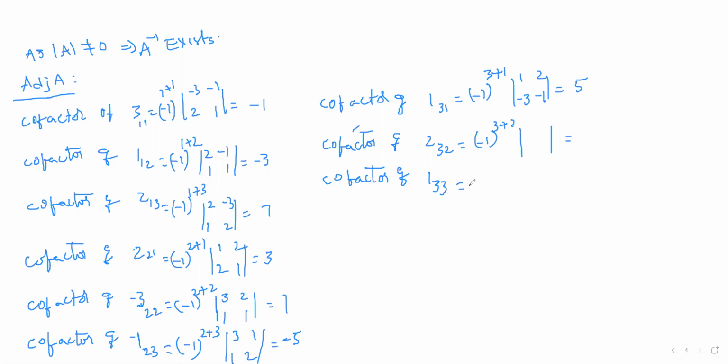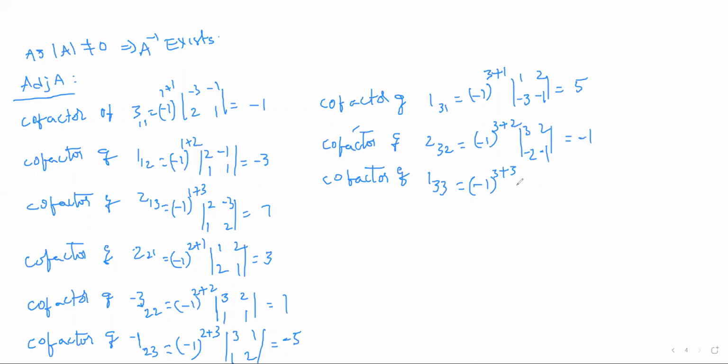Minus 1 whole to the power of 3 plus 2 into determinant of third row, second column: 3, 2, minus 2, minus 1. Minus 2 minus 1, sir. So minus 1 whole power 5 means minus, minus 3 plus 4 is 1, so minus 1.